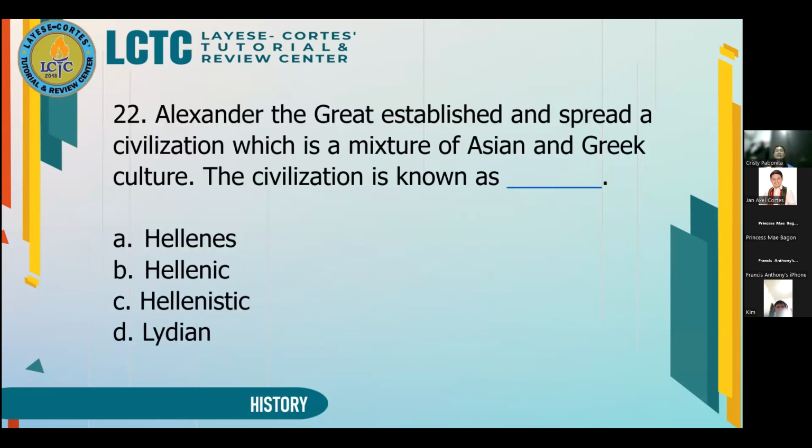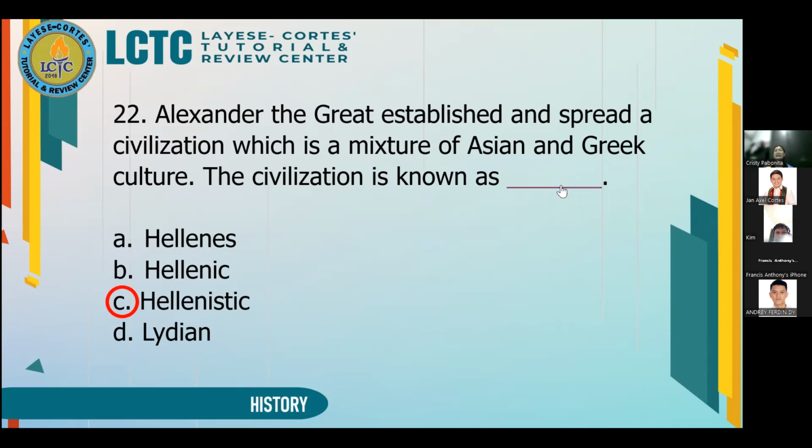Alexander the Great established and spread a civilization which is a mixture of Asian and Greek culture. So the civilization is known as blank. Hellenistic, ma'am. Hellenic, letter B. What are the other answers? The answer is letter A. Okay, that's the right term, Hellenistic.